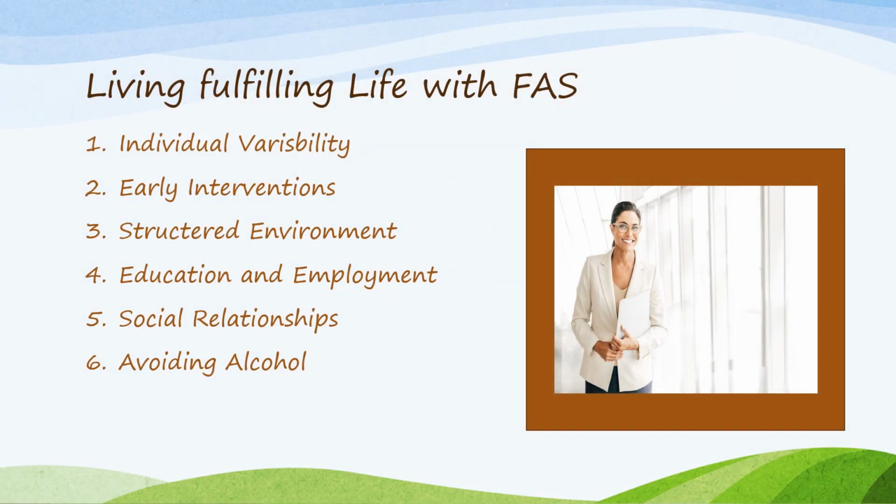Living a fulfilling life with FAS. Number 1, individual versatility. Number 2, early interventions. Number 3, structured environment. Number 4, education and employment. Number 5, social relations and avoiding alcohol at all costs. A person with FAS faces unique challenges, but with appropriate support and understanding, they can lead a fulfilling life.